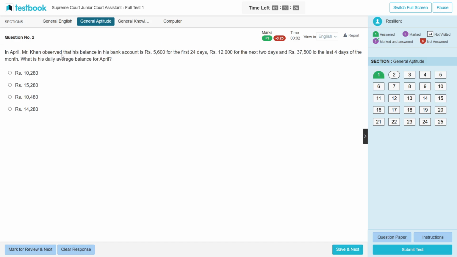In April, Mr. Khan observed that his balance in his bank account is rupees 5600 for the first 24 days, rupees 12,000 for the next 2 days, and 37,500 for the last 4 days. 24, 25, 26, 30. What was his daily average? 5600 for the first 24 days.